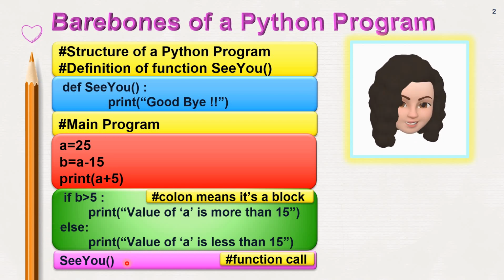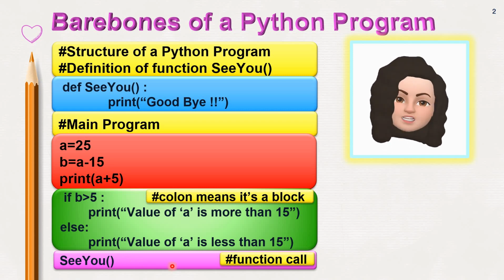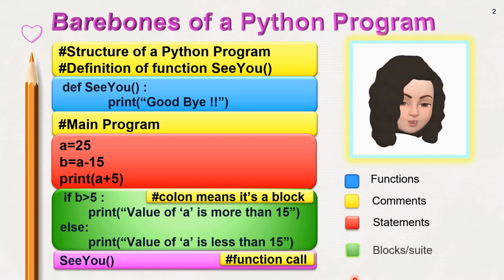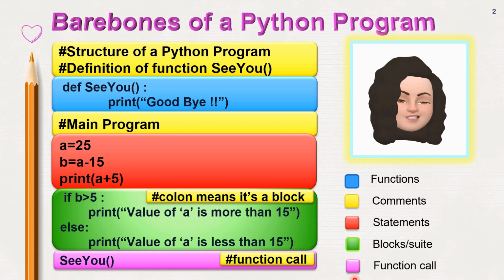The next one is the function call. Wherever you define a function, the function will not get executed. So to execute the function, you have to call the function. That is known as a function call. So what are the elements of a Python program? You have functions, comments, statements, blocks or suites, and function calls.